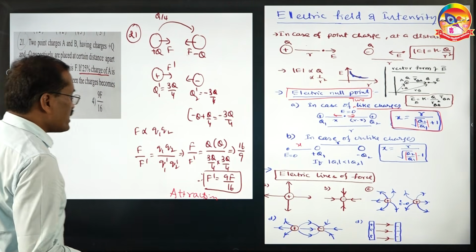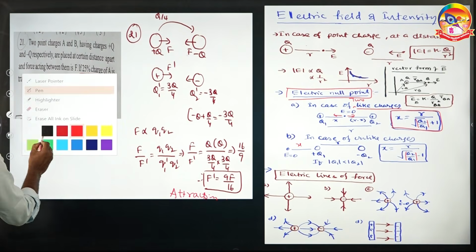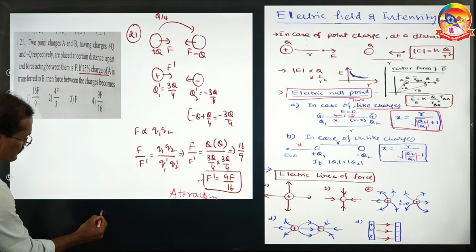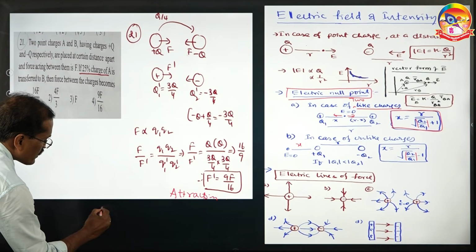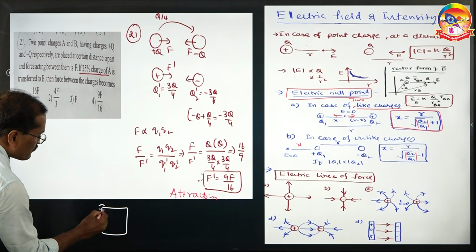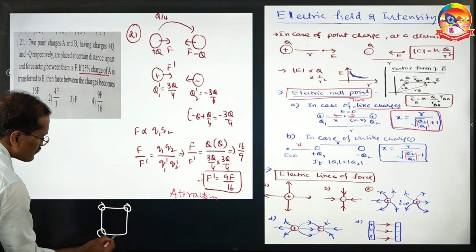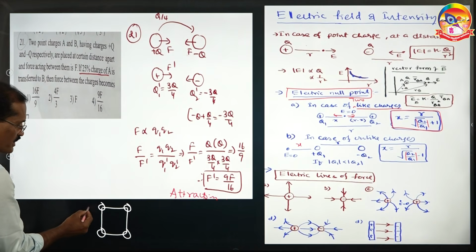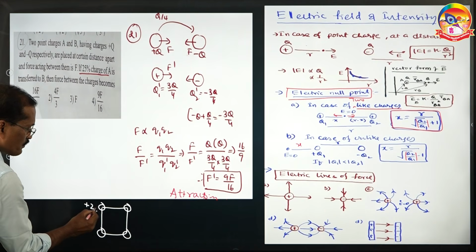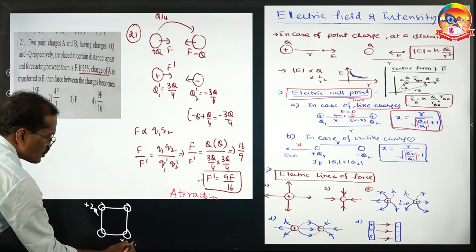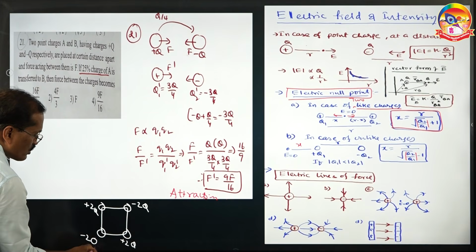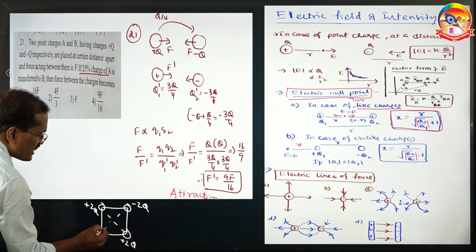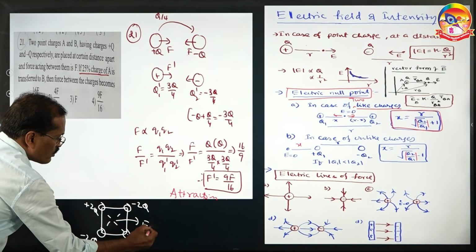Now, if many charged particles are given, a simple example I will tell you. In this case, for example, 4 charged particles are kept here, equal to plus 2q, minus 2q, minus 2q. So definitely the net electric field intensity is equal to 0, here E is equal to 0.